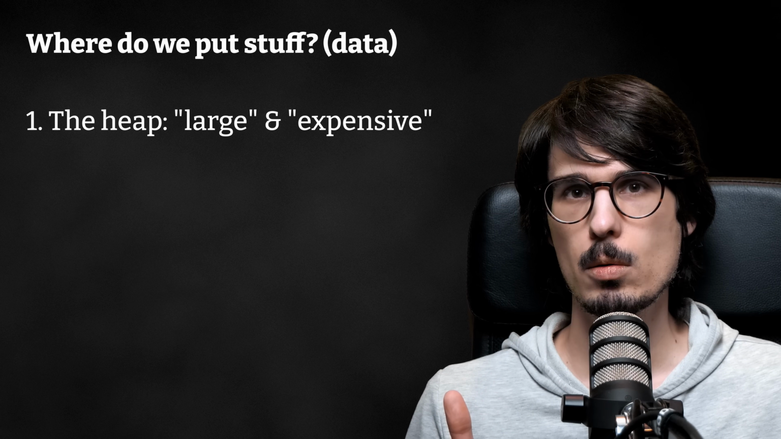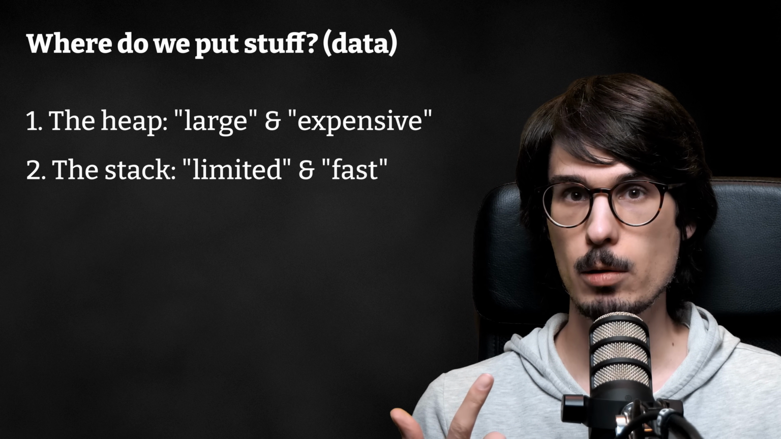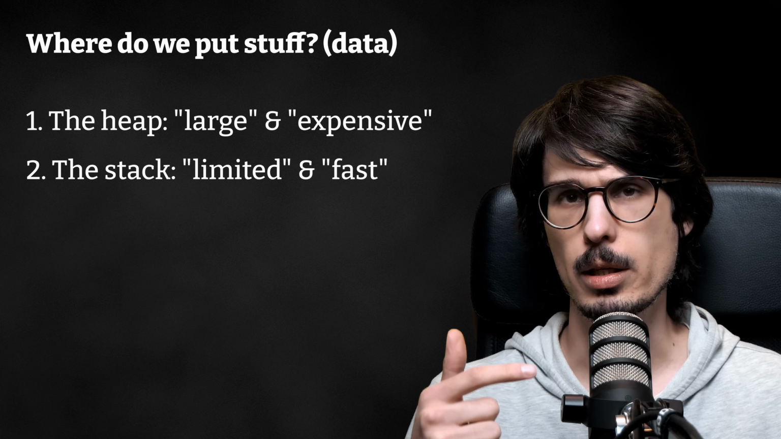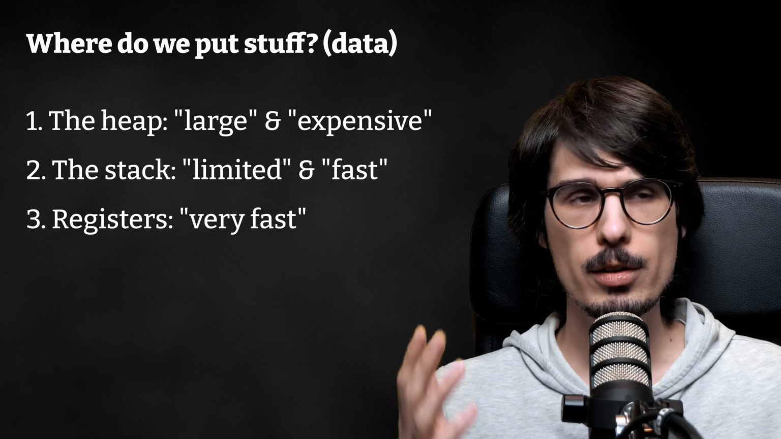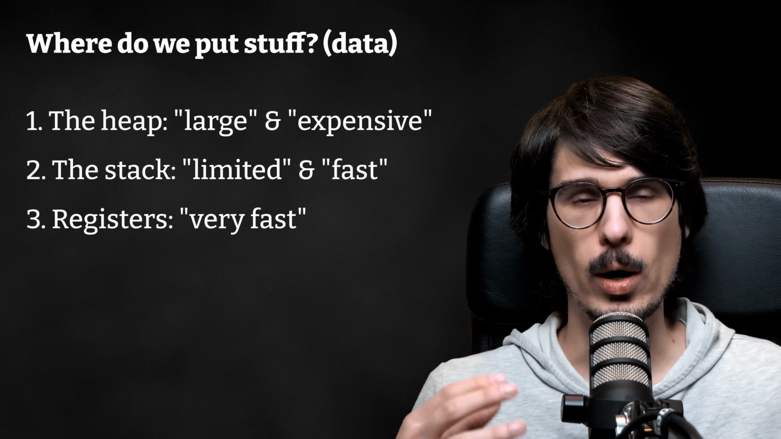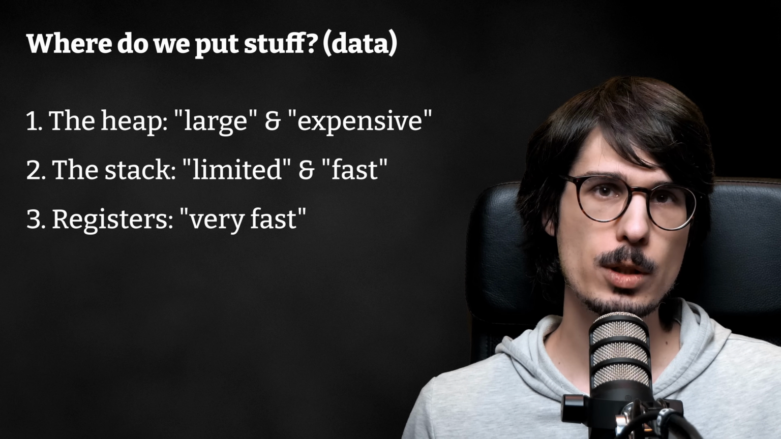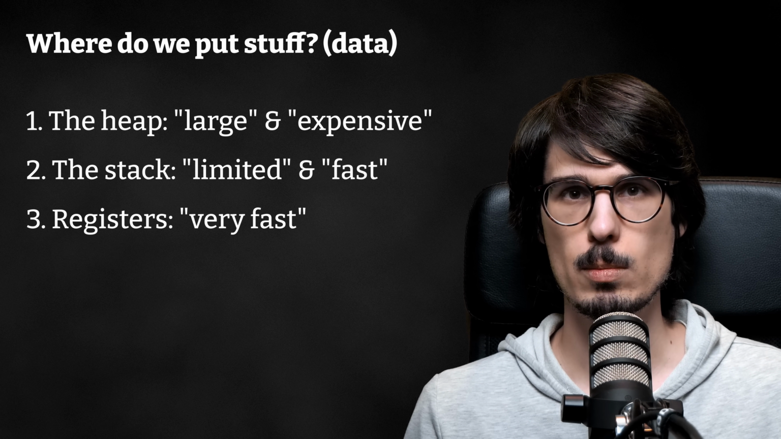The heap, which can grow very large, but is expensive because we go through an allocator. The stack, which is limited in size, but very fast because we're just moving the stack pointer down to grow and up to shrink it, depending on the platform. And registers, which are very fast global variables directly in the CPU. There are exceptions, but as a rule, let's assume that if we want our code to go fast, we should try and use registers as much as possible.